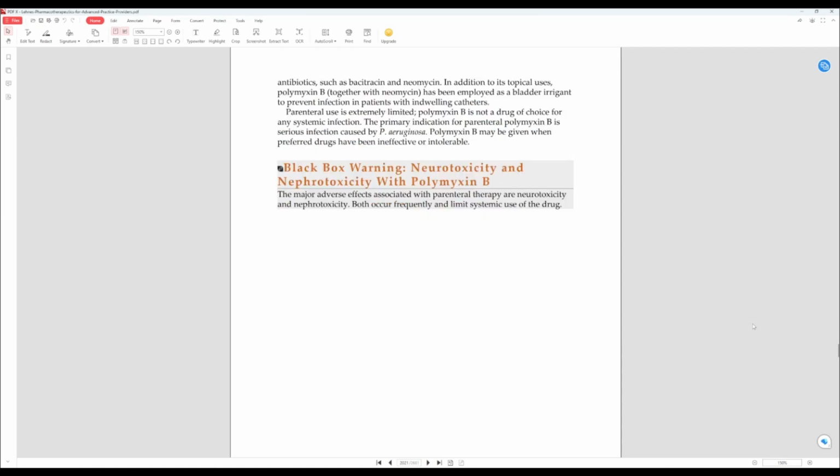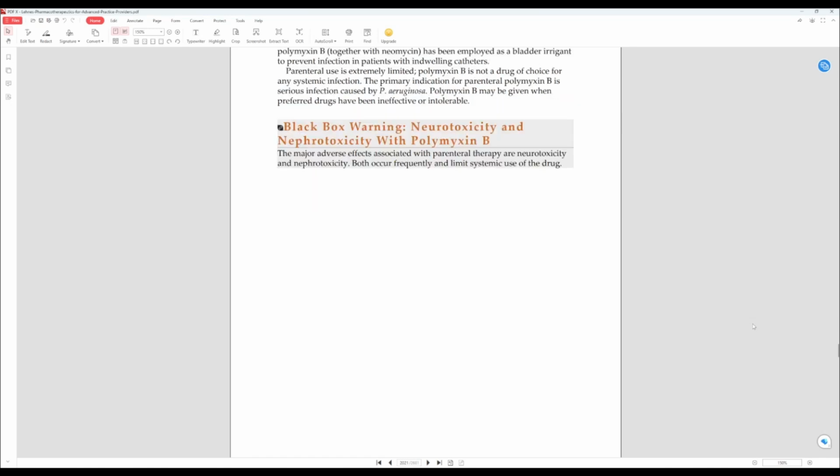Parenteral use is extremely limited. Polymyxin B is not a drug of choice for any systemic infection. The primary indication for parenteral polymyxin B is serious infection caused by P. aeruginosa. Polymyxin B may be given when preferred drugs have been ineffective or intolerable, which leads us to its black box warning: neurotoxicity and nephrotoxicity with polymyxin B. The major adverse effects associated with parenteral therapy are neurotoxicity and nephrotoxicity. Both occur frequently and limit systemic use of the drug.